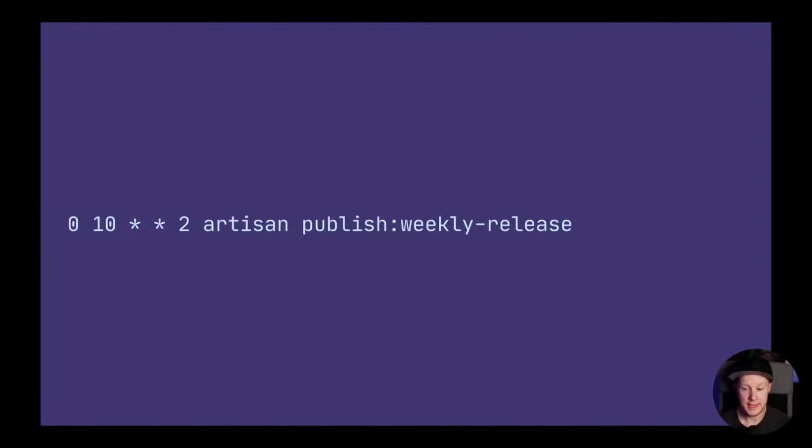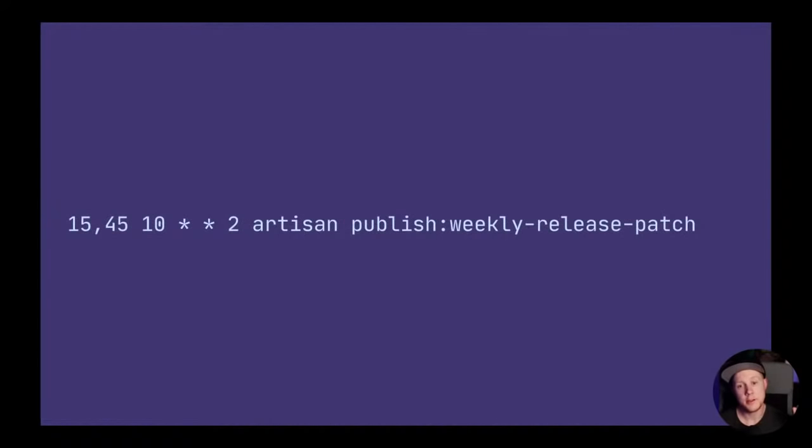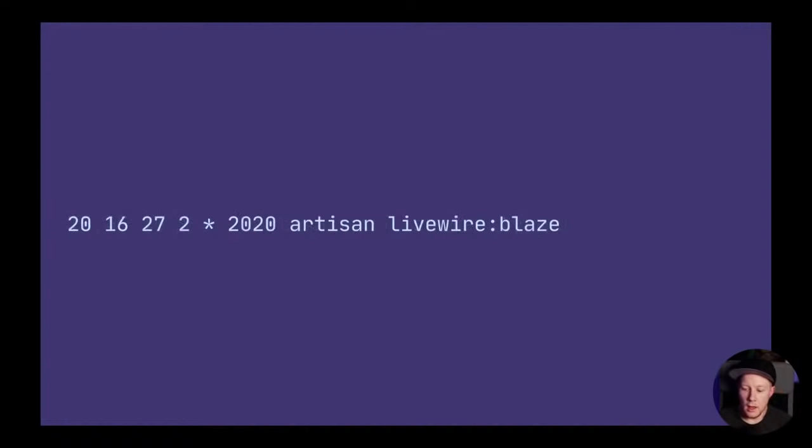Every Tuesday at 10 a.m. is our regular release cycle, whether that's a minor release or a patch release. And then typically every Tuesday, about 15 minutes and then 45 minutes later, we have a patch release because something broke. We're human, things happen. And then one time only, on the 27th of February, 2020 at 4:20 p.m., on systems that support the year, right? We're going to release Livewire Blaze to the world and we're going to have a great time with that. Check it out. It's amazing.